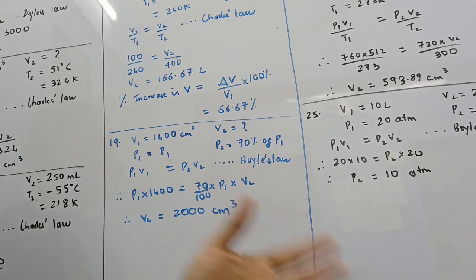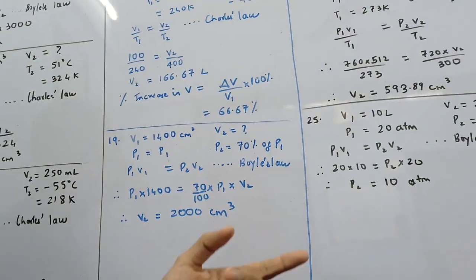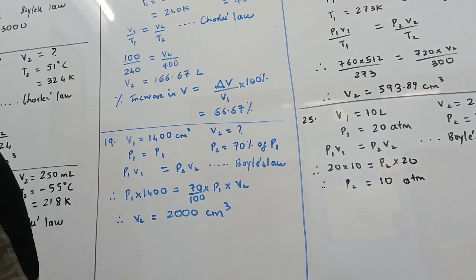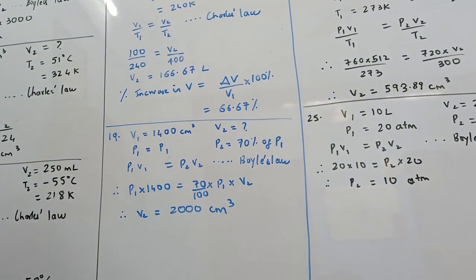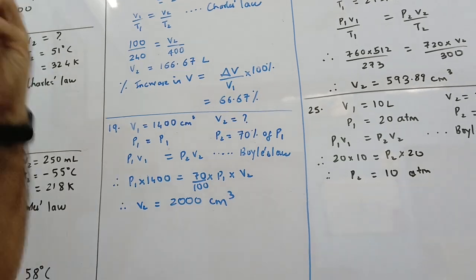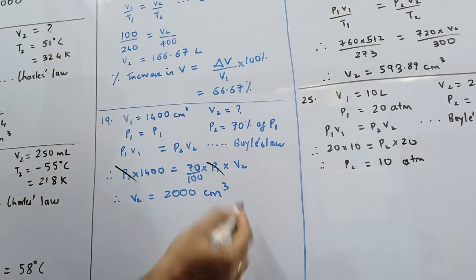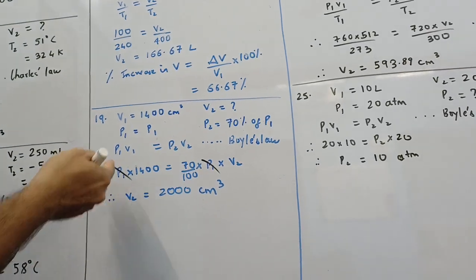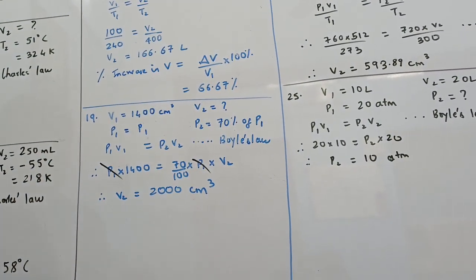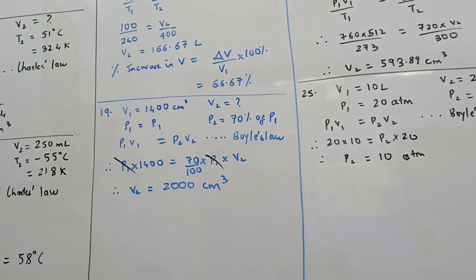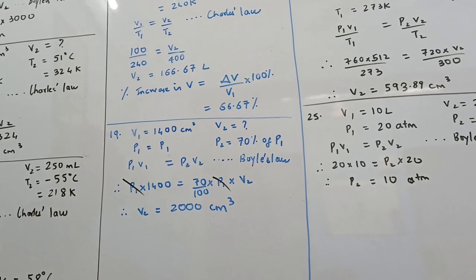If they would have said decreased by 1/5, then the new pressure would be 4/5 of P1, because 1 minus 1/5, LCM, is 4/5. And I'm not going to use the value of P1 at all in this sum, because in the end, P1 is going to get cancelled anyway. Even if I would have put 1200, it would have got cancelled. That value was not even required to solve this sum. Substitute the values, cut, straightforward, we get the answer, volume is equal to 2000 centimeter cube.